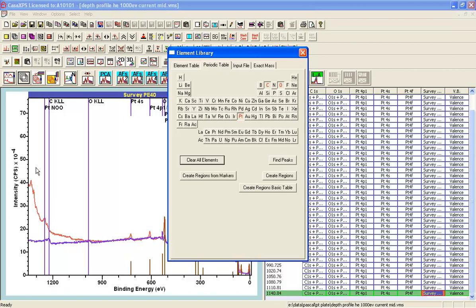That is the reason why XPS is a surface sensitive technique. We only measure signal from about 3 attenuation lengths into the surface, and the attenuation length changes as a function of kinetic energy.